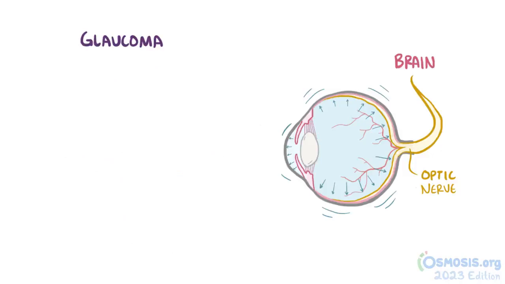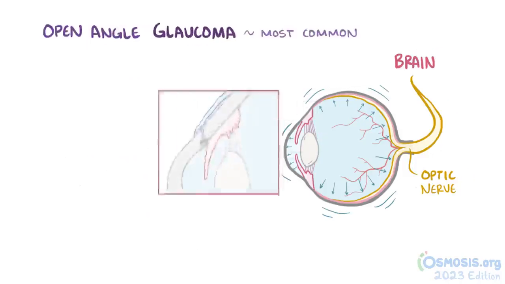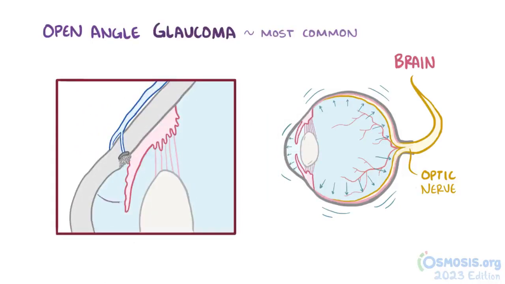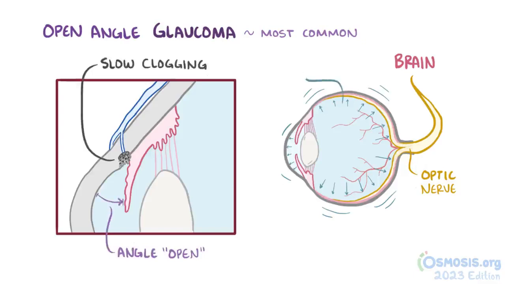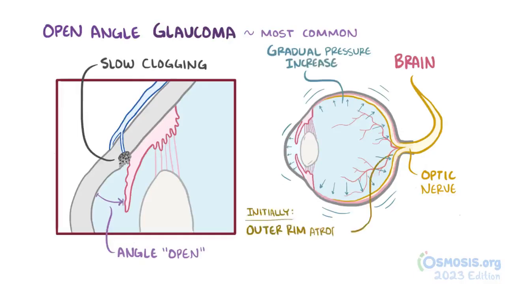Now, there are a couple types of glaucoma. First, there's open-angle glaucoma, which is actually the most common, and it has this name because the angle between the cornea and the iris is open. In this type, the drainage system slowly gets clogged over time, and so there's this gradual increase in pressure on the optic nerve. This increase in pressure initially results in atrophy of the outer rim of the nerve, resulting in a decrease in peripheral vision. As that pressure increases even more, though, there's continued damage to the optic nerve, which eventually leads to a loss in central vision as well.